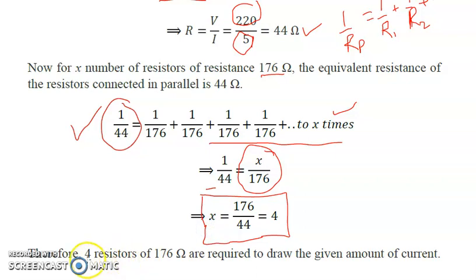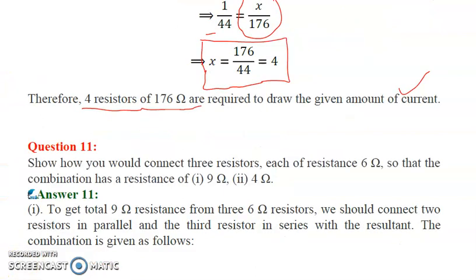It means a total of 4 resistors of 176 ohms are required to give an amount of current which was 5 ampere on a 220 volt line. So what we have done is we have calculated the resistance of this whole circuit, and after calculating the resistance, we have simply taken the number of resistances, और जो हमारे पास आंसर अब 4 आ गया है. ठीक है, this is your question number 11.